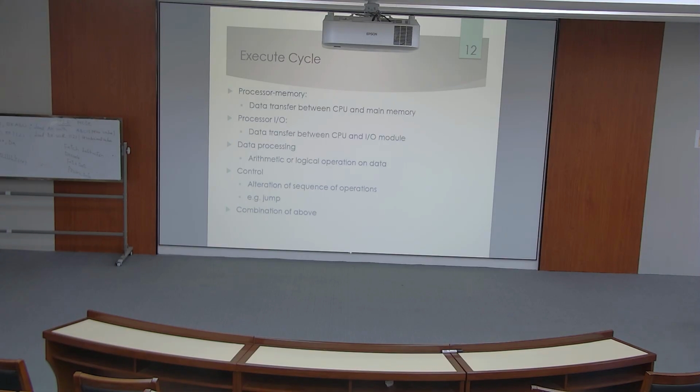During the execute cycle, we have data which has to be transferred between the CPU and the main memory, and we also have data transferred between the CPU and the input-output module. Then there is data processing, which means the processor needs to perform an arithmetic or logic operation on the data. Then there is also control, that means there is alteration of the sequence of the operations.